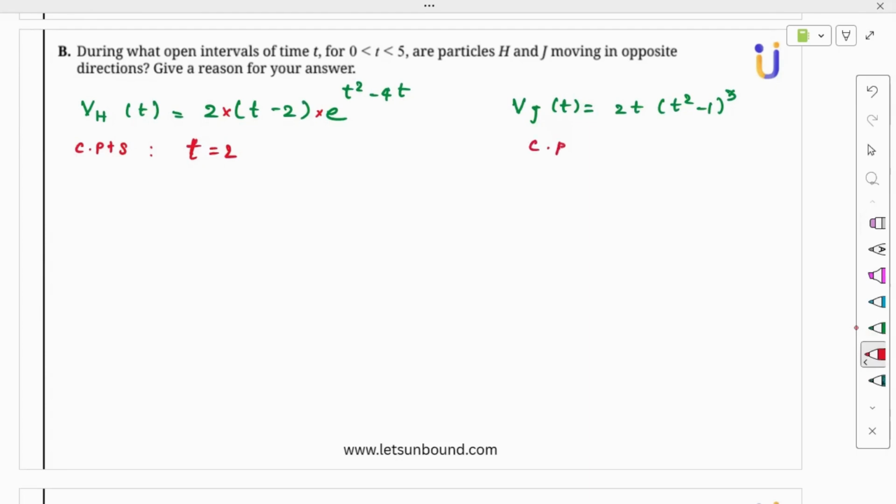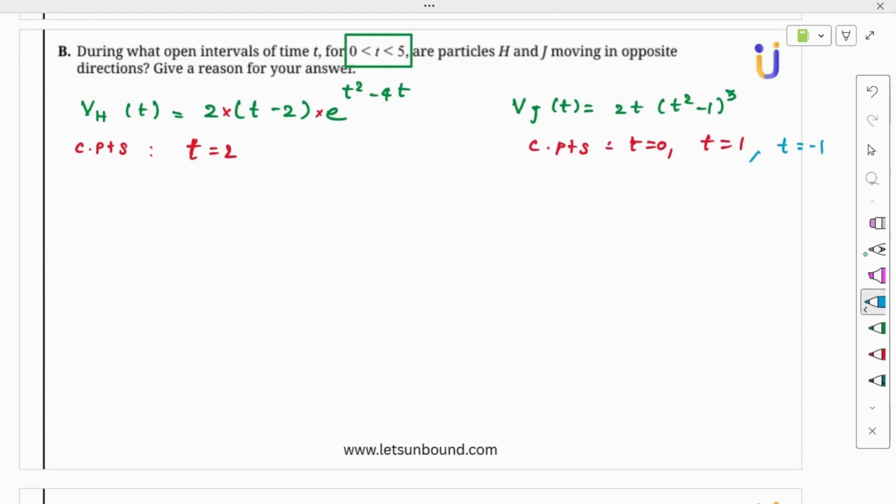Now coming to Vj, critical points. When you put t equal to 0, the function will become 0. So t is equal to 0. And when you put 1 in the next factor, t squared minus 1, it will become 0. Don't forget, when you put negative 1 also, it will become 0. But this is not affecting us here because we are just doing it from 0 to 5, correct? So this is not needed. Of course, that is a critical point, but it's not useful for us in this problem.